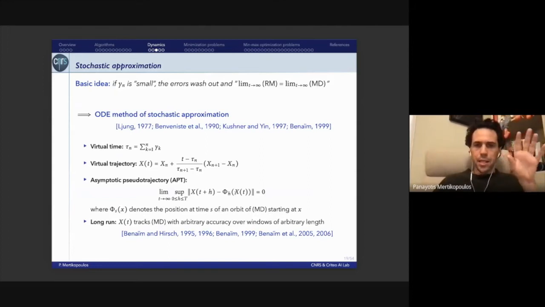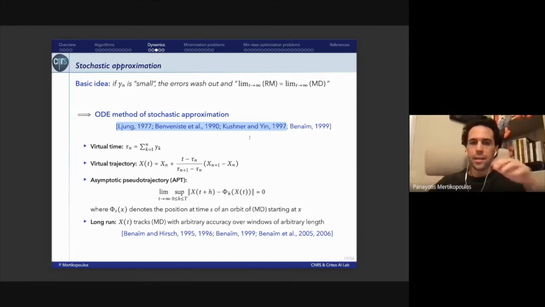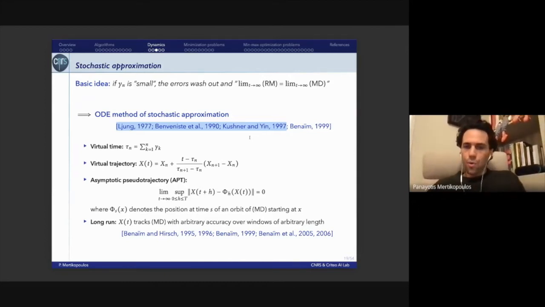So to make the link precise and explain in what sense we can consider the Robbins-Monro system to be a discretization of the mean dynamics, we will use the notion of a so-called asymptotic pseudo trajectory. This is something that has been introduced in the ODE method of stochastic approximation by Benaïm and Hirsch in their 1996 paper, which extended previous works on stochastic approximation by Ljung in the 70s, and then Kushner and Yin in the 80s and 90s, Benveniste and co-authors in the 90s, etc.